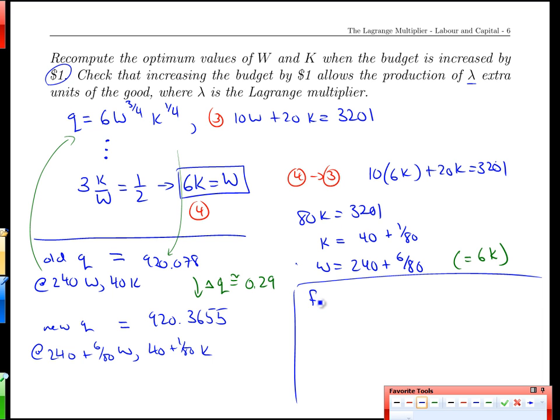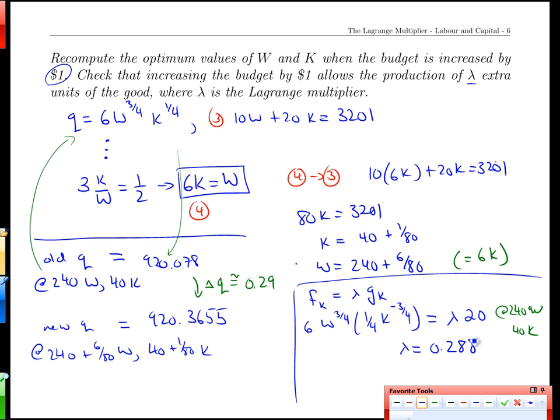Well, if we take a look at, say for example, our partial derivative relationship, let's use the capital equation rather than the workers. Here we had 6 W to the 3/4 times 1/4 capital to the negative 3/4. That was equal to lambda, and the derivative with respect to capital was 20, the price of each unit. And if we solve for lambda, again at 240 workers and 40 capital, we're going to get that lambda is equal to 0.288.